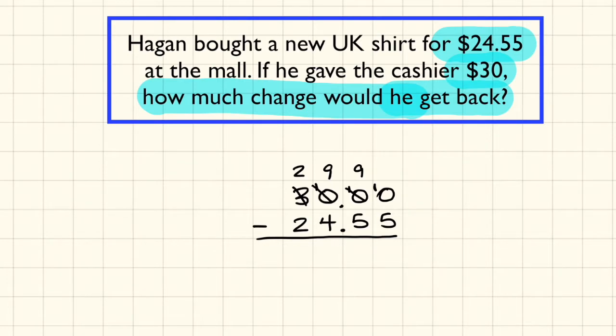So, here I am, 10 minus 5, 5, 9 minus 5, 4. I'm going to bring that decimal just straight down. It travels down in addition and subtraction. 9 minus 4 is 5, and that would blank itself out because 2 minus 2 is 0. So, how much change did Hagen get back? He would have gotten back $5.45 when he bought his UK t-shirt.